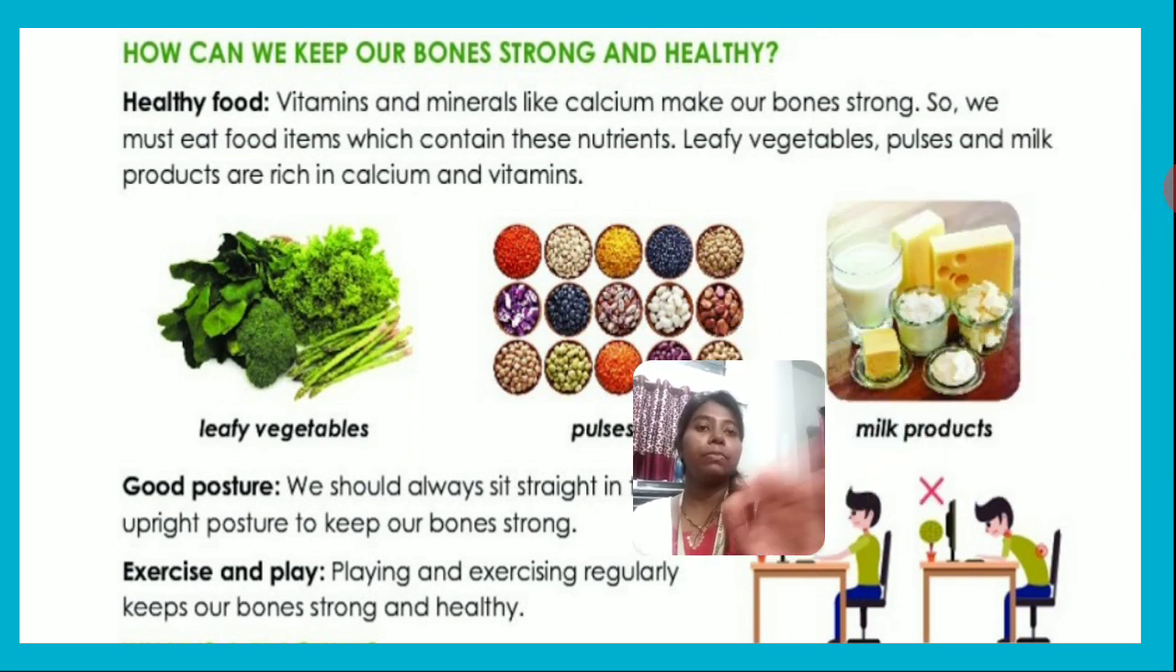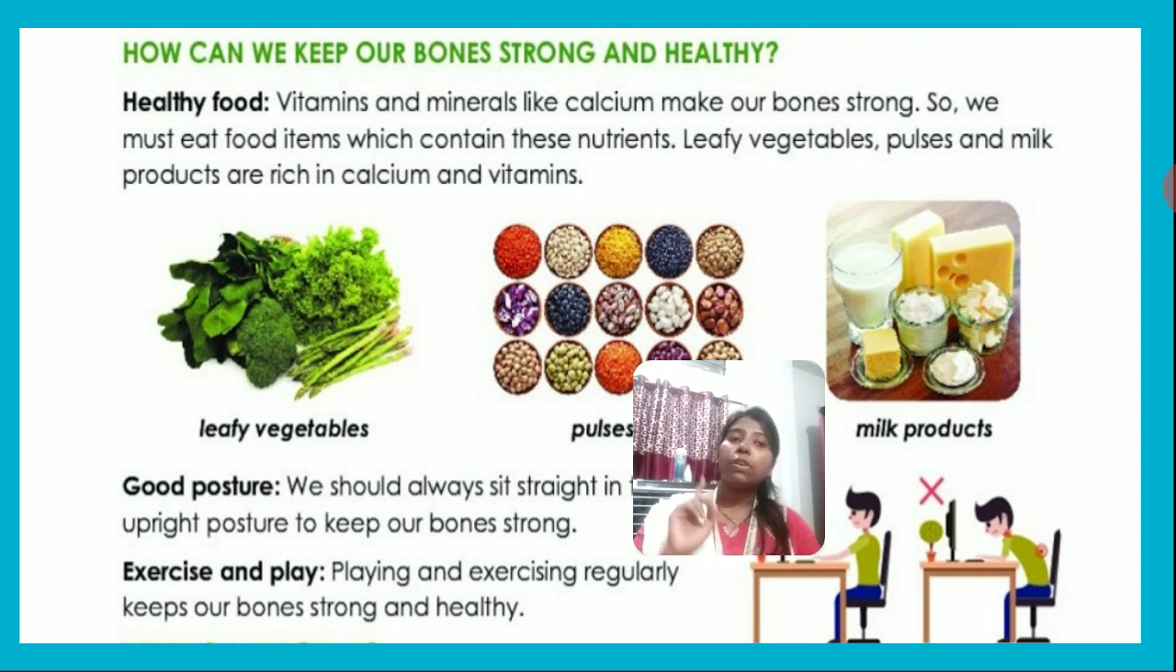Now children, see here, how can we keep our bones strong and healthy? For maintaining healthy and strong bones, what do we need to do? First is healthy food. Vitamins and minerals like calcium make our bones strong. So we must eat food items which contain these nutrients. Leafy vegetables, pulses and milk products are rich in calcium and vitamins.